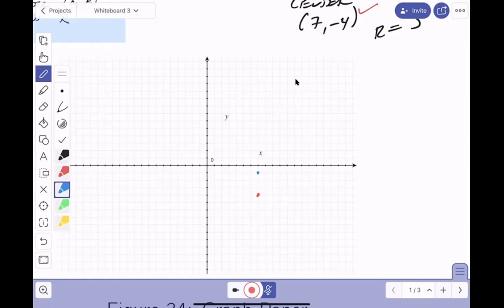That's 3 units from the center, and I'll label that point later. This is 3 units down from the center. This is 3 units to the right. This is 3 units to the left. I'm going to write down what those points are, though.